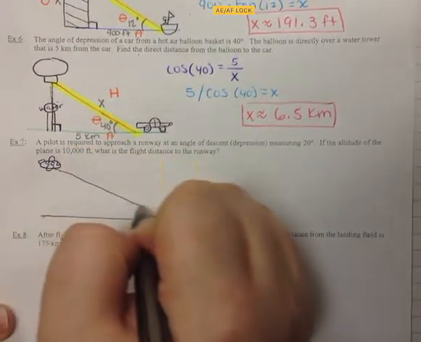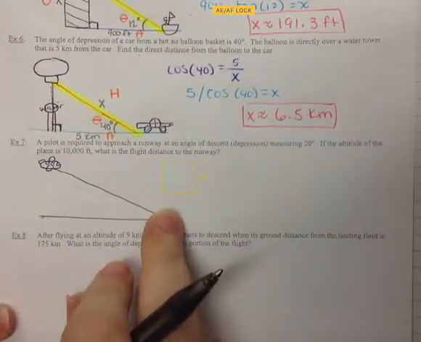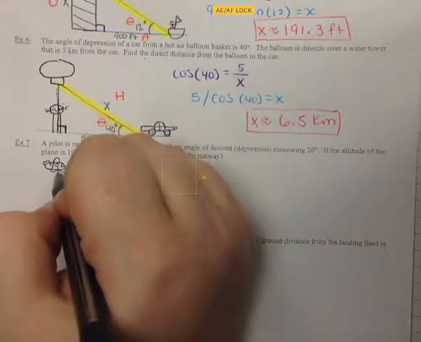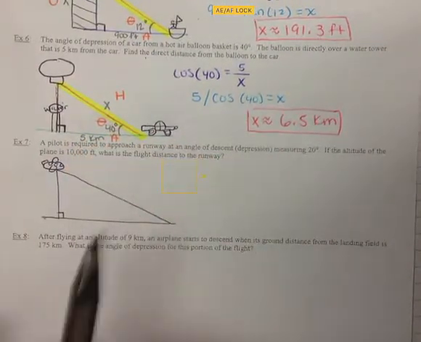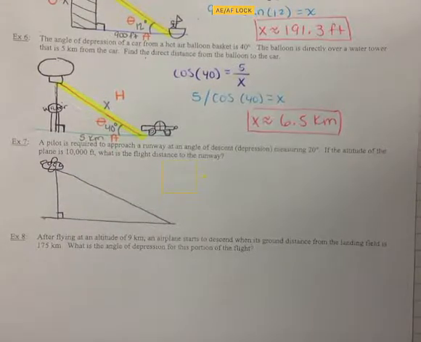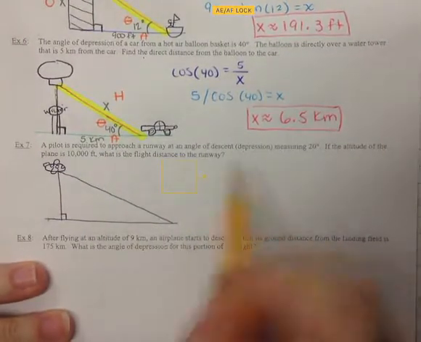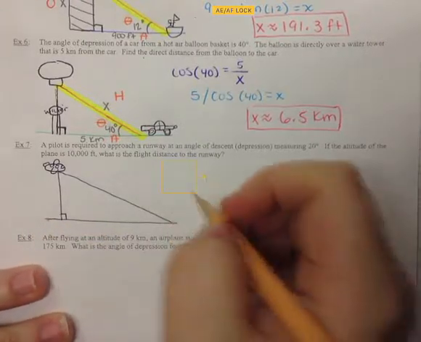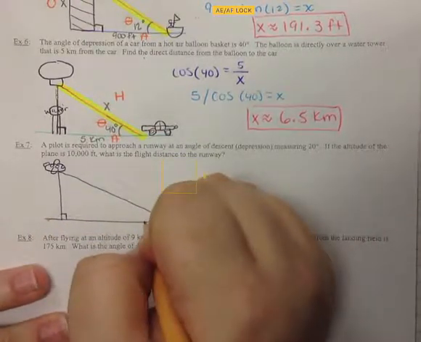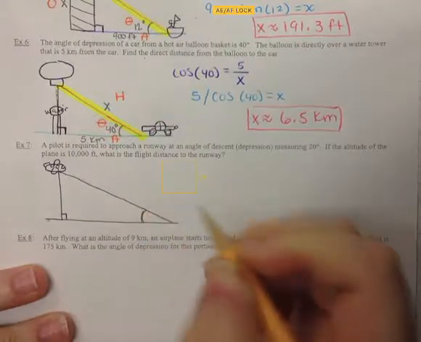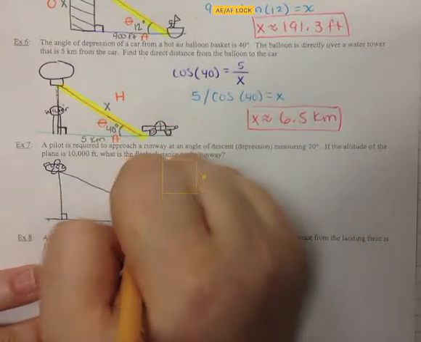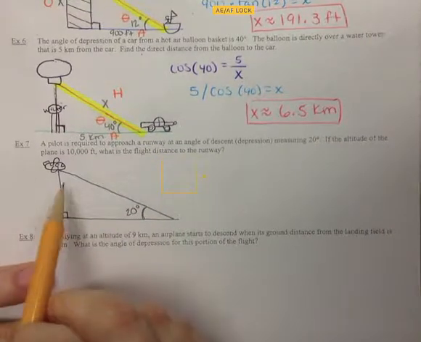Approaching the runway. So we know that's where it's going. We also need to create a right triangle, so we have that vertical. It says that the pilot is required to approach the runway at an angle of descent or depression measuring 20 degrees. We know that angle of depression is between the horizontal and hypotenuse, and we know that the angle of depression is the exact same thing as the angle of elevation. So I can put my angle, that 20 degrees, from the horizontal to the hypotenuse right here. This can be our 20 degrees because it's inside the triangle. Again, it never goes here.